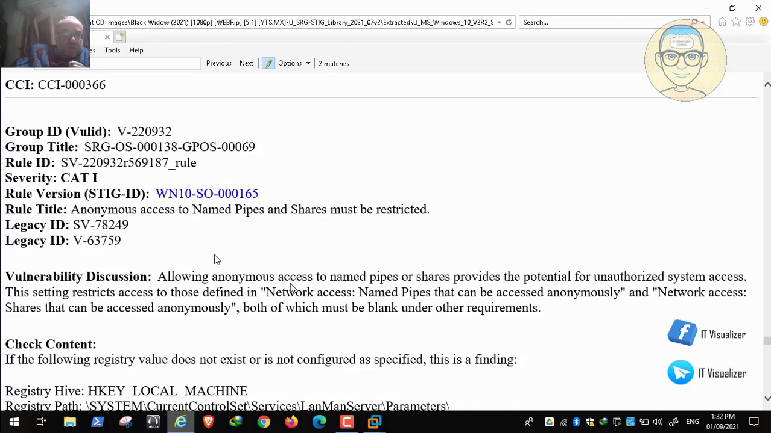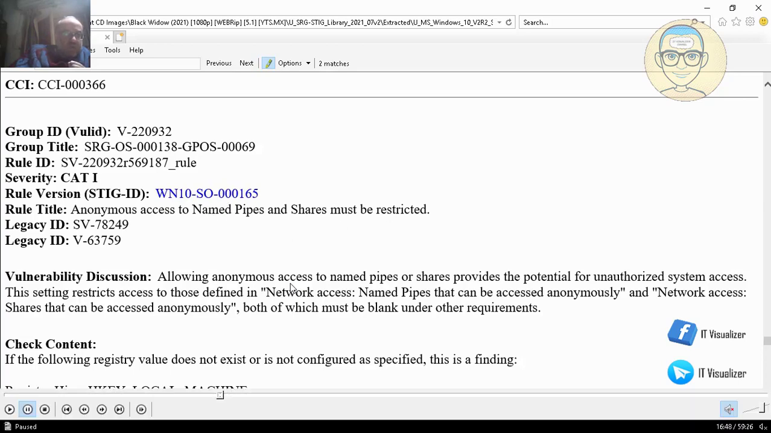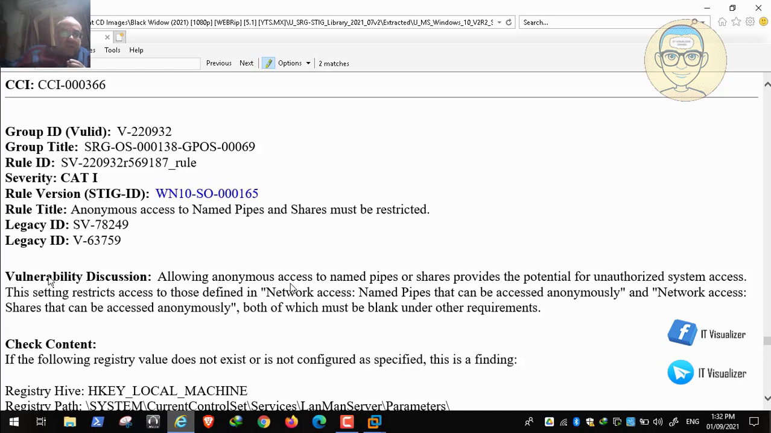Okay, so we should not give access, or anonymous access, or unknown access to named pipes or shares. This is very logical. So we also need to disable this. Only authorized users should access the shares and the named pipes.